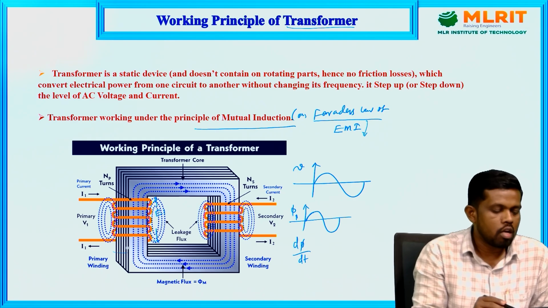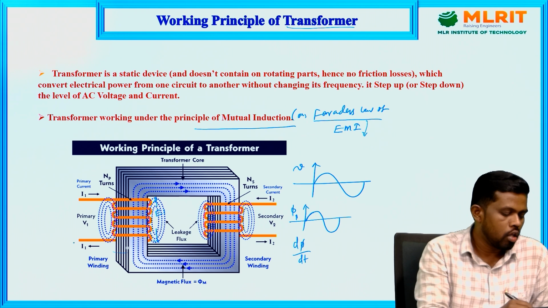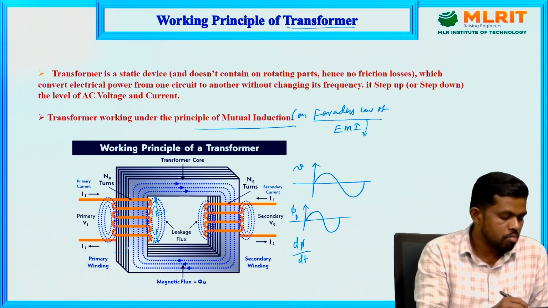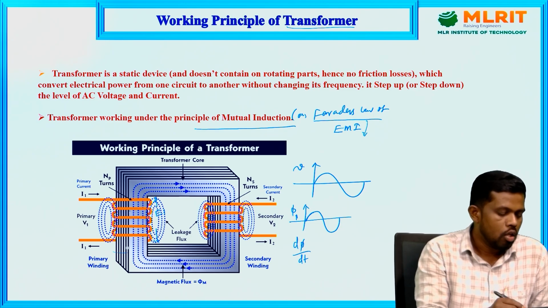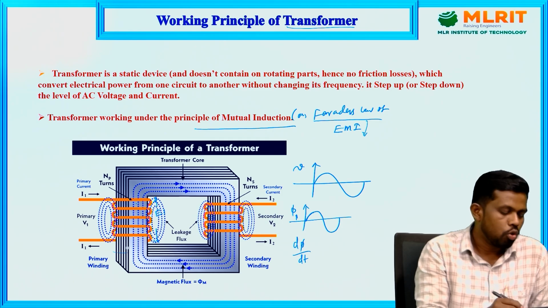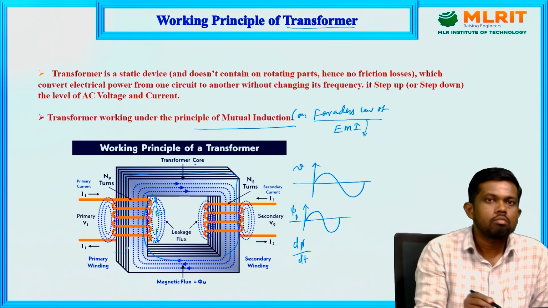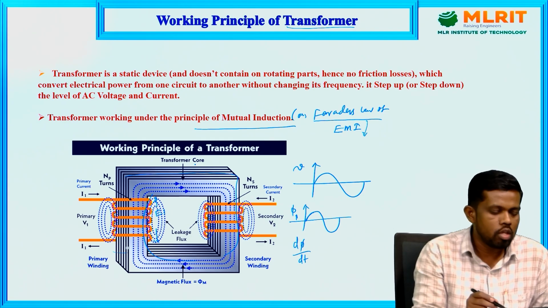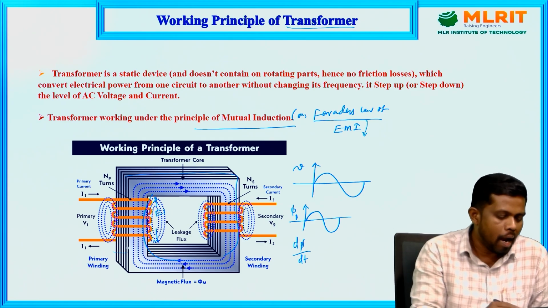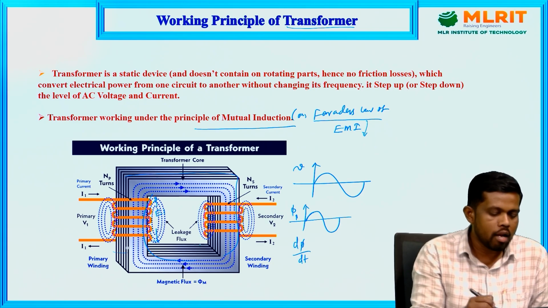But the transformer works on the principle of mutual induction. We apply the alternating or instantaneous voltage to the transformer winding, which develops the instantaneous magnetic flux. It is initially linked to all the turns of the same coil, where the EMF is created, called self-induced EMF. The flux is also transferred uniformly to the entire core of the transformer. Why? Because it's a magnetic material, so it easily carries the magnetic flux throughout the entire material.